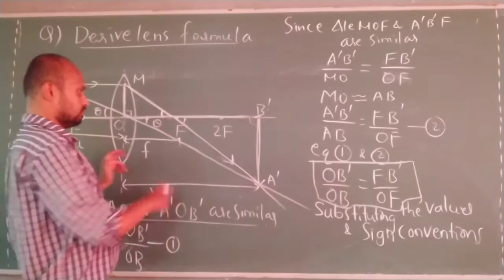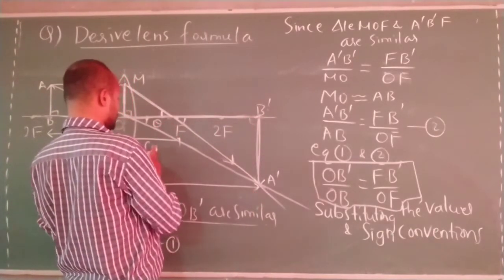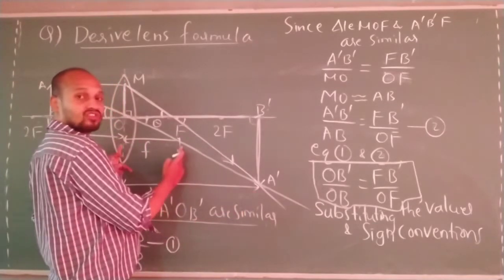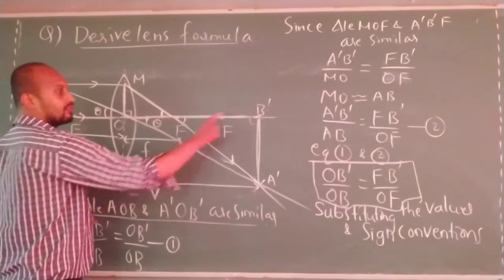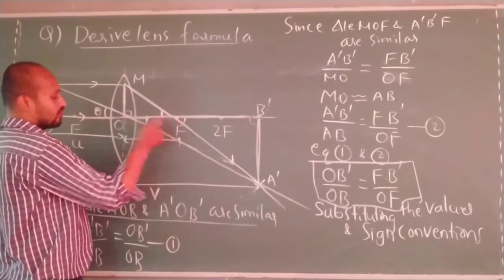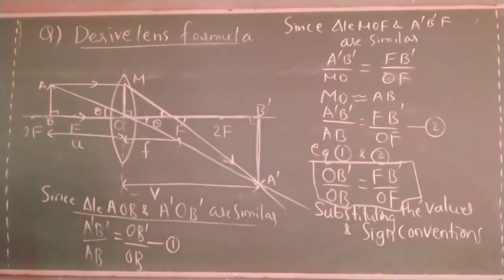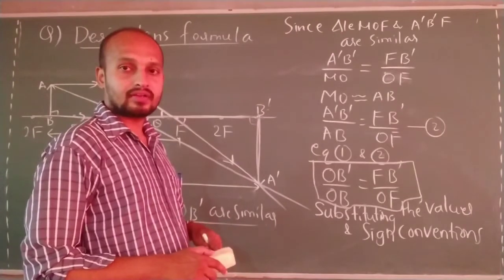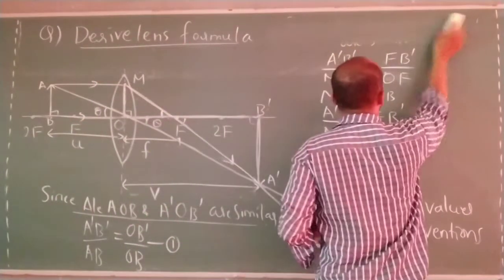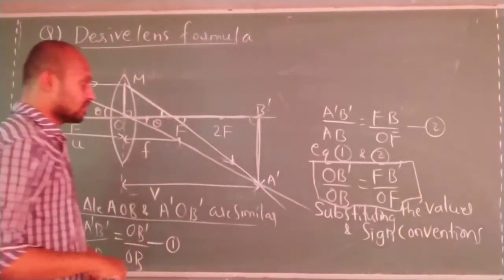FB dash, I can write V minus F. V minus F will give you FP dash. OF is F. Okay? So I am going to write that step. I believe you have understood these steps, whatever I have done. I am going to rub here. So this is going to be, what is that?